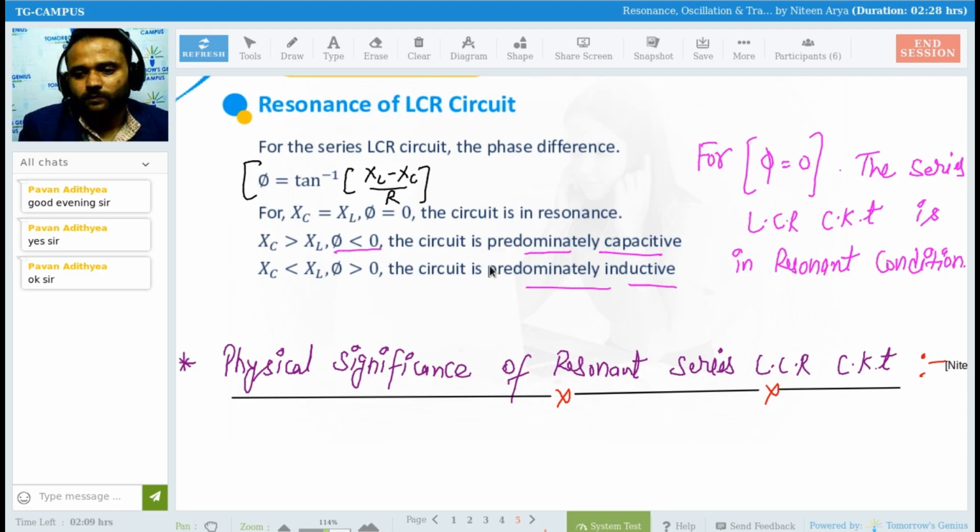Tell me, beta. Parikshit, Kayal, Shrutika, or Dharmeshwar? Tell me, beta, the physical significance. Do you know what it is? If you don't know, just write right here. We don't know, sir. So I can teach you quickly.